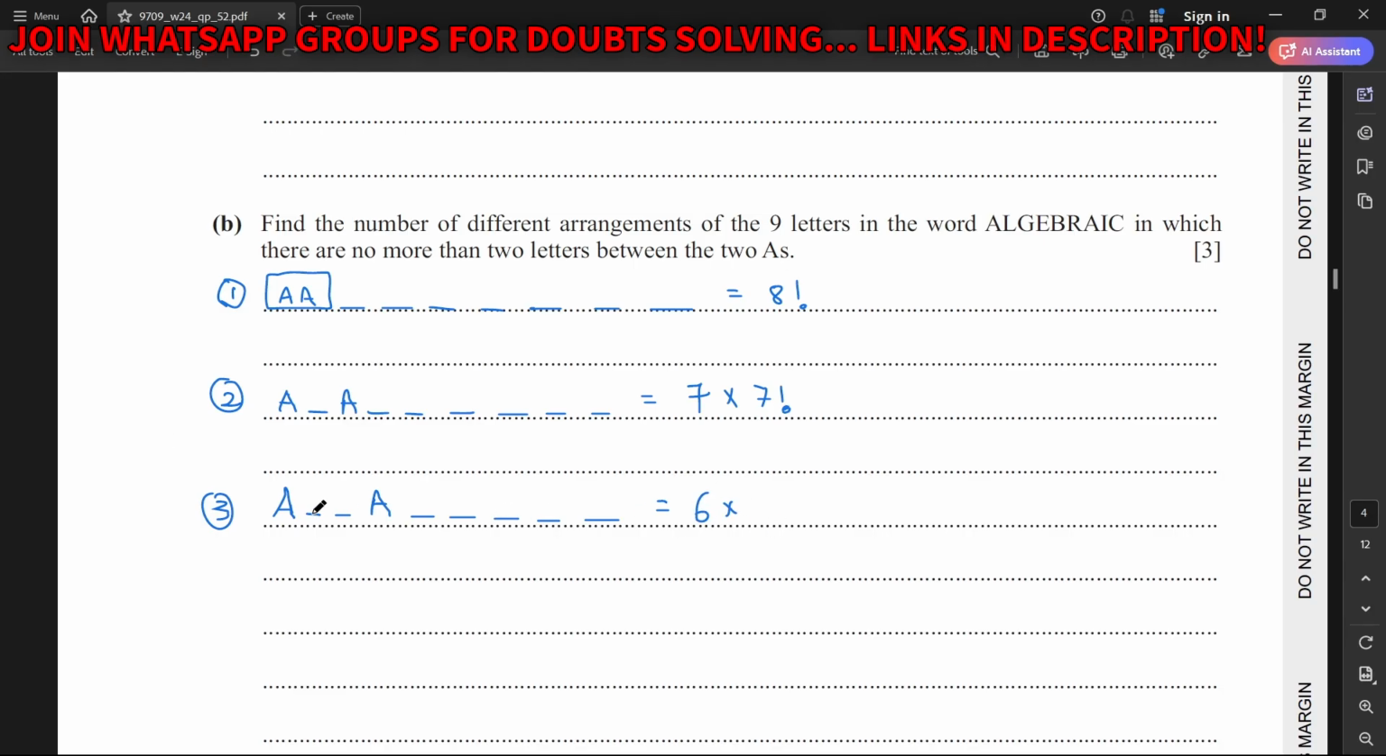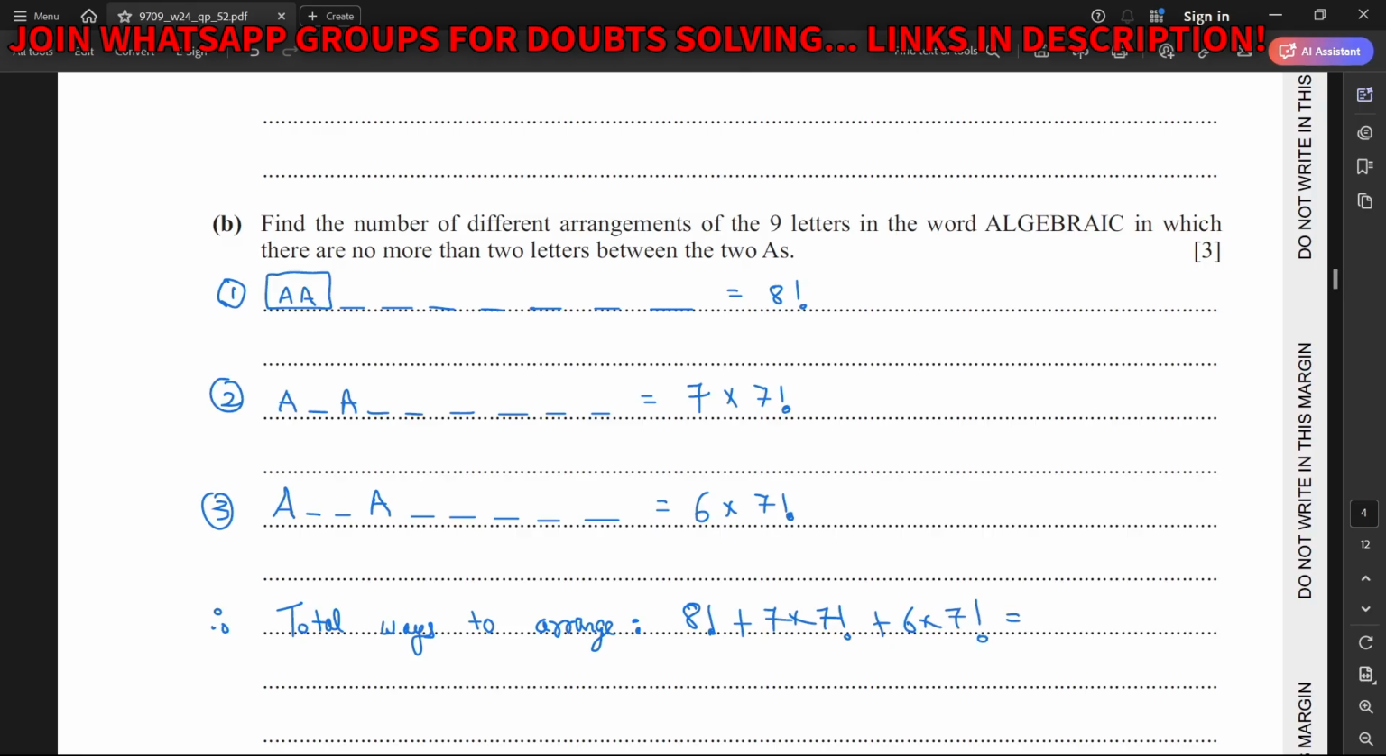And then because again there are 7 other letters that I can arrange and none of them are repeated, 7 factorial will be multiplied with it. And therefore, the total ways to arrange this will come out to be 8 factorial plus 7 into 7 factorial plus 6 into 7 factorial.